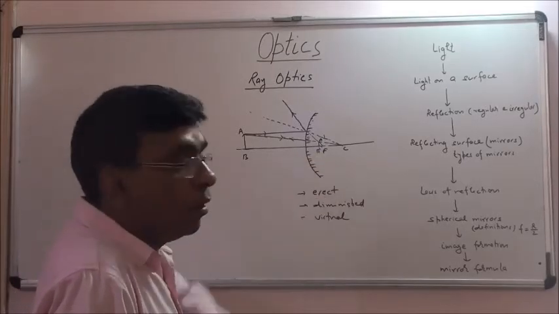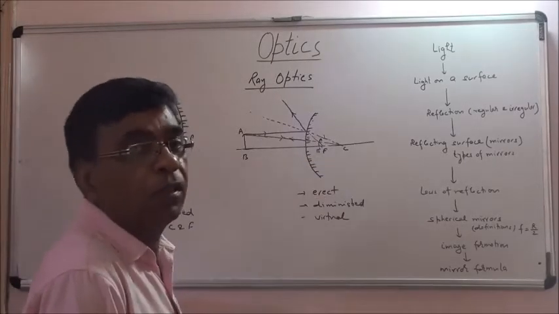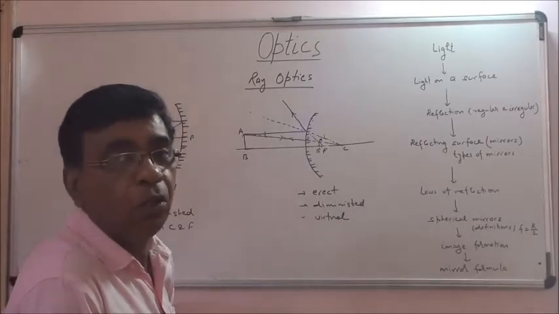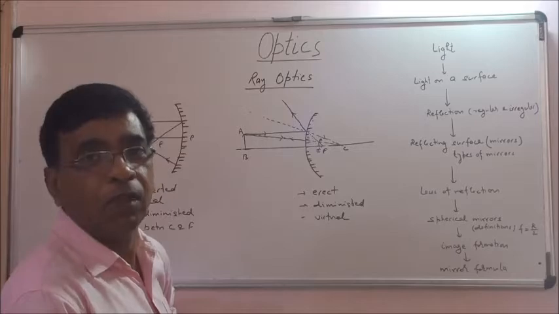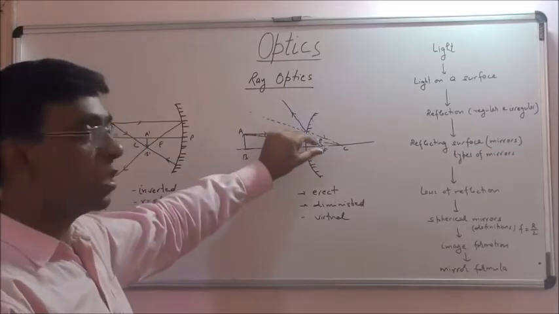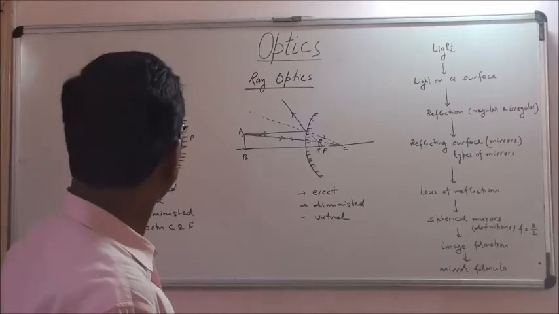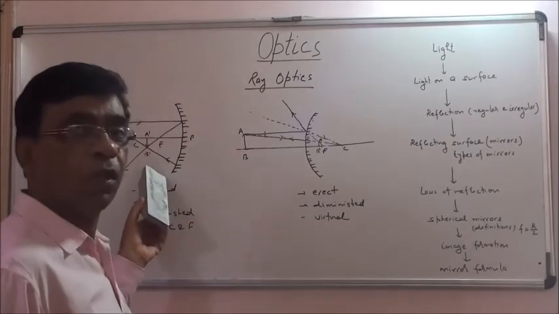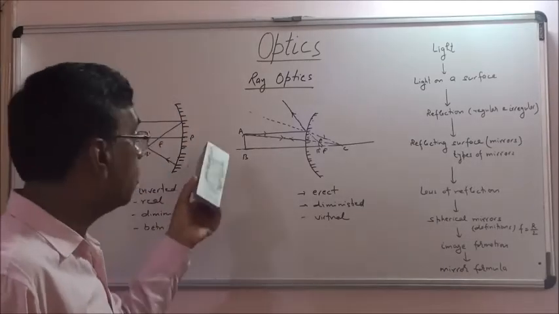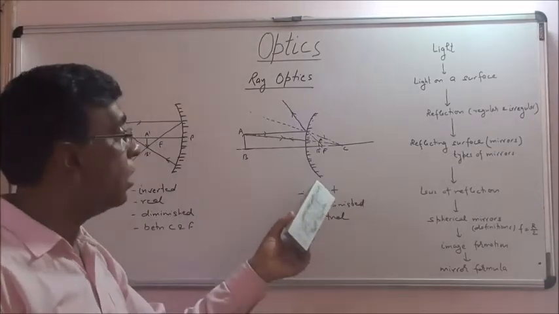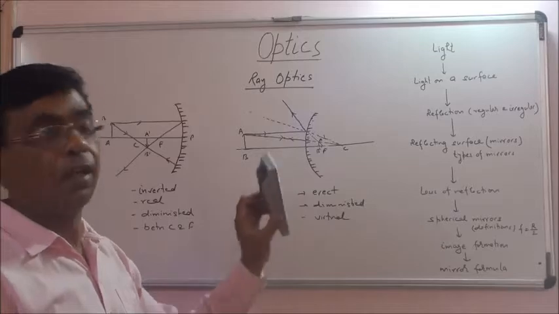And this nature of the image makes this mirror very useful. It is used as rear view mirror in vehicles. Because of the smaller size, the view is enlarged. So very useful mirror. Here we may have inverted images, erect image, one particular case, but here the image is always smaller than the object and erect.